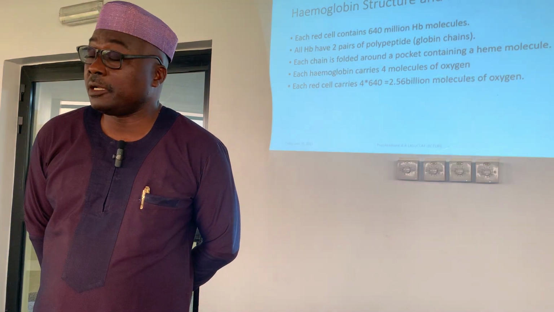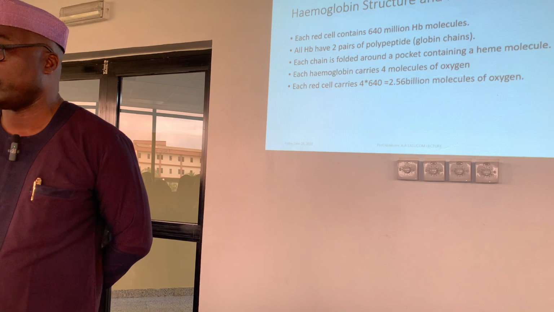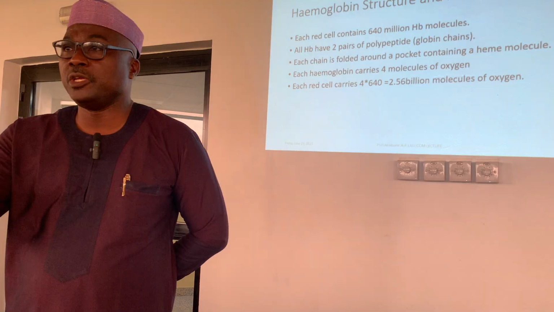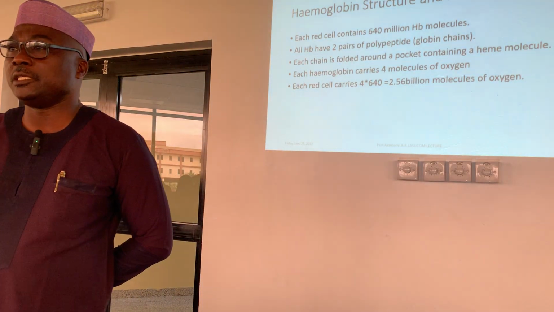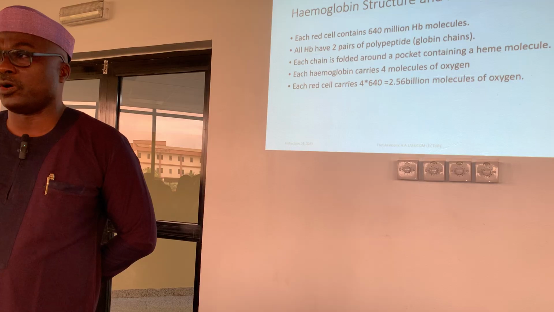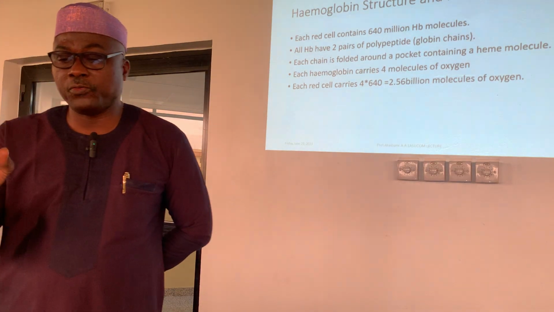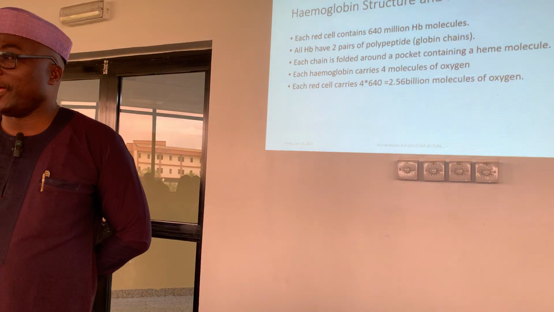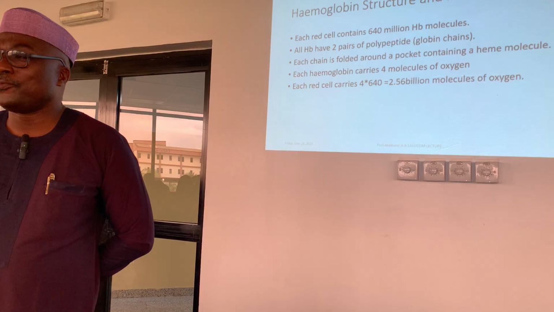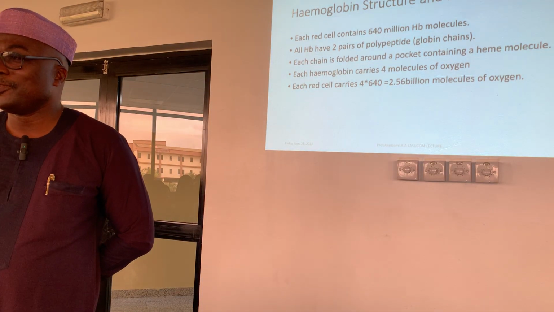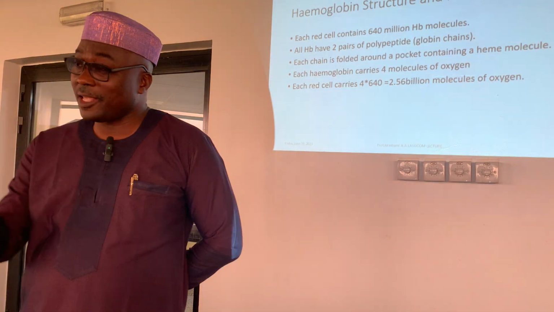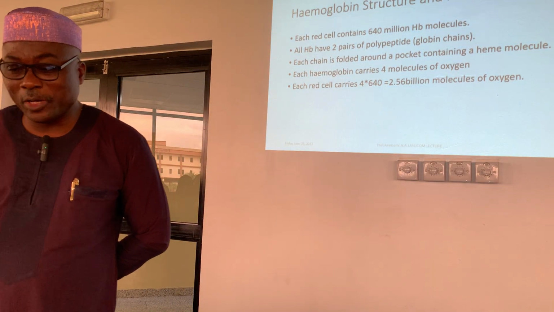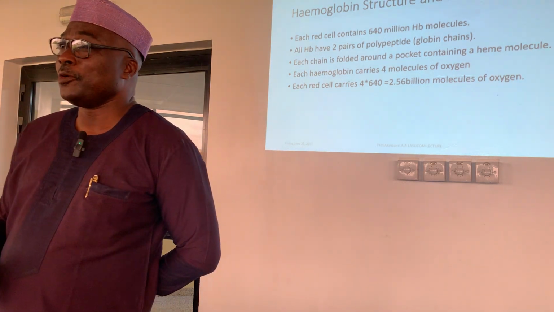Each hemoglobin carries 4 molecules of oxygen because each hemoglobin has 4 heme groups, and each heme carries a molecule of oxygen. Okay, so if you multiply 4 molecules of oxygen by 640 million hemoglobin, each red cell will be carrying 4 times 640, which is like 2.56 billion molecules of oxygen.